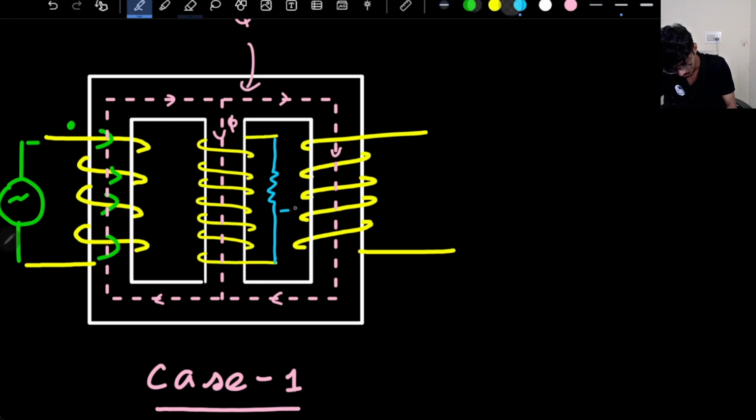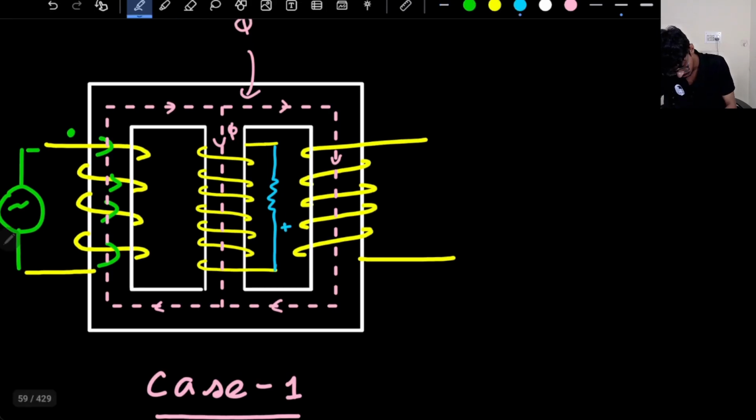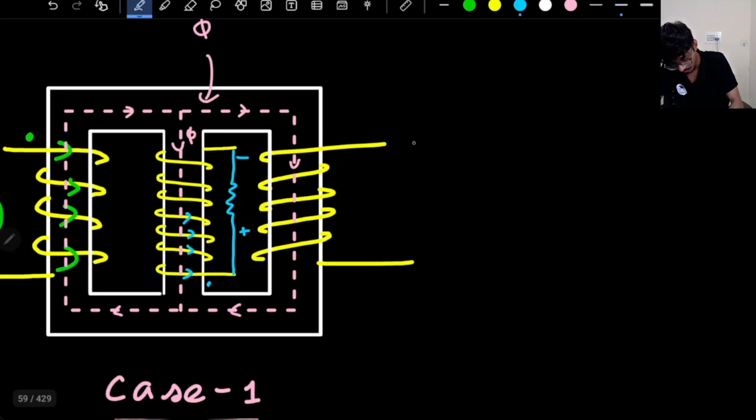So this will be plus and this will be minus. My currents will flow like this. Now if I curl my fingers, I see I am going in the up direction. That means I am opposing the initial flux. So this is correct, this is plus. So the dot will be here. And what about this one?